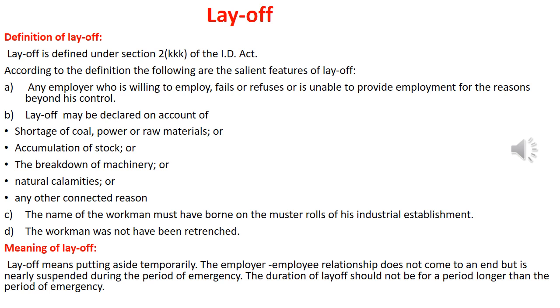Today in this labor law, let us learn a new topic, layoff. How did layoff get introduced into the ID Act 1947? We have a big history regarding this.